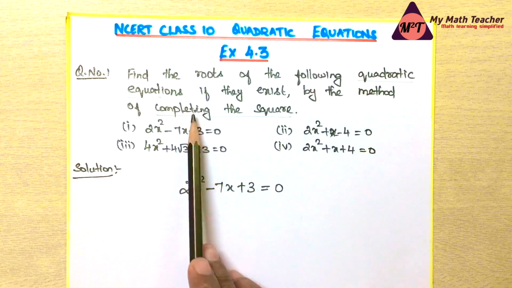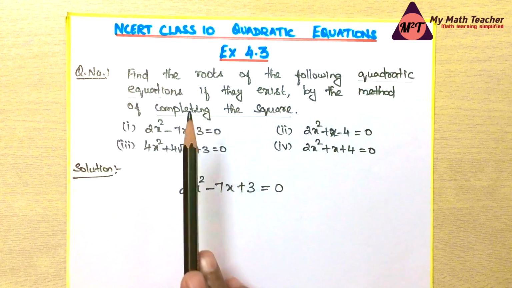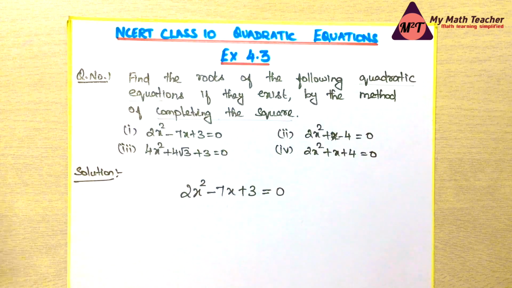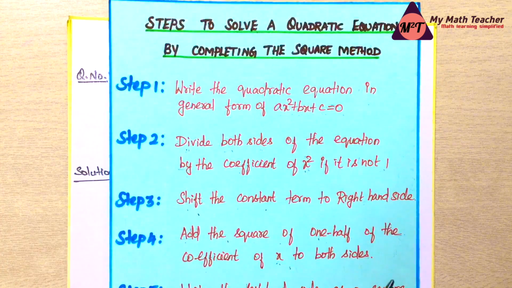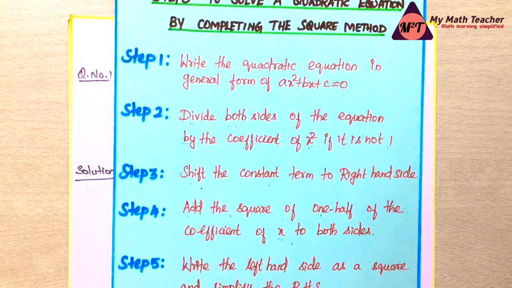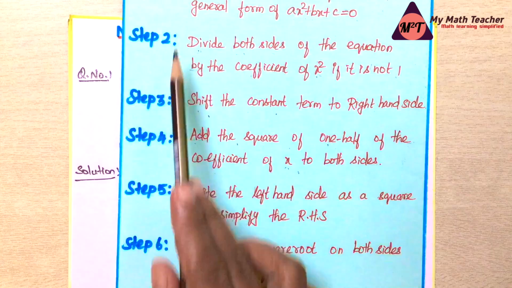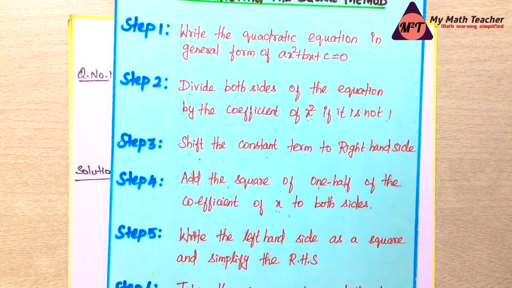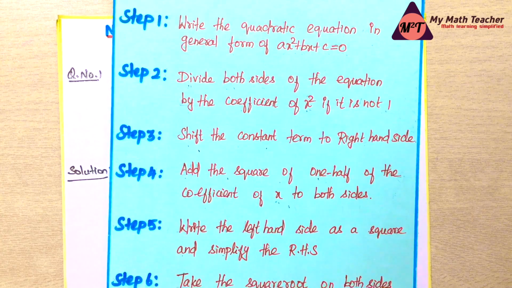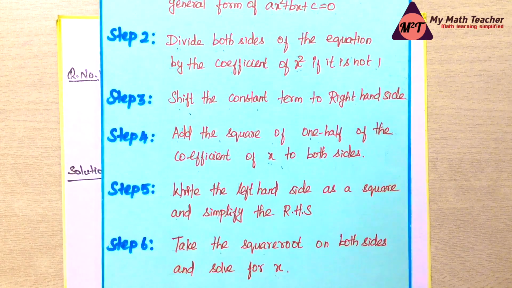So here they have specifically mentioned you have to solve it only using this particular method. Before starting, let me tell you this completing the square method is a bit lengthy. As you can see, there are several steps. These are the steps involved in finding the solution of x. So you can take a screenshot of this and save it. This may help you when you are solving the problems.